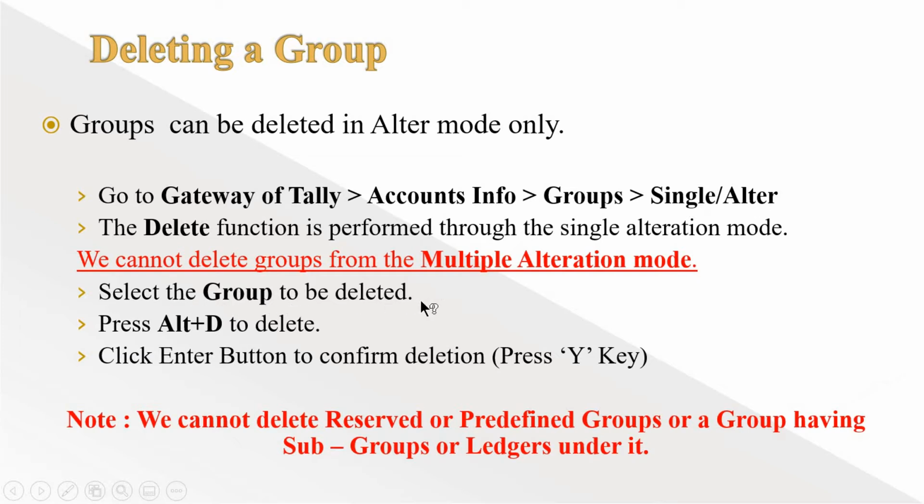Then select the group to be deleted. We will be having the listing, we just have to select that one. Once it is opened, here we have to make use of a shortcut key, that will be Alt plus D. D indicates delete. Then click the Enter button to confirm and then press Y from the keyboard.